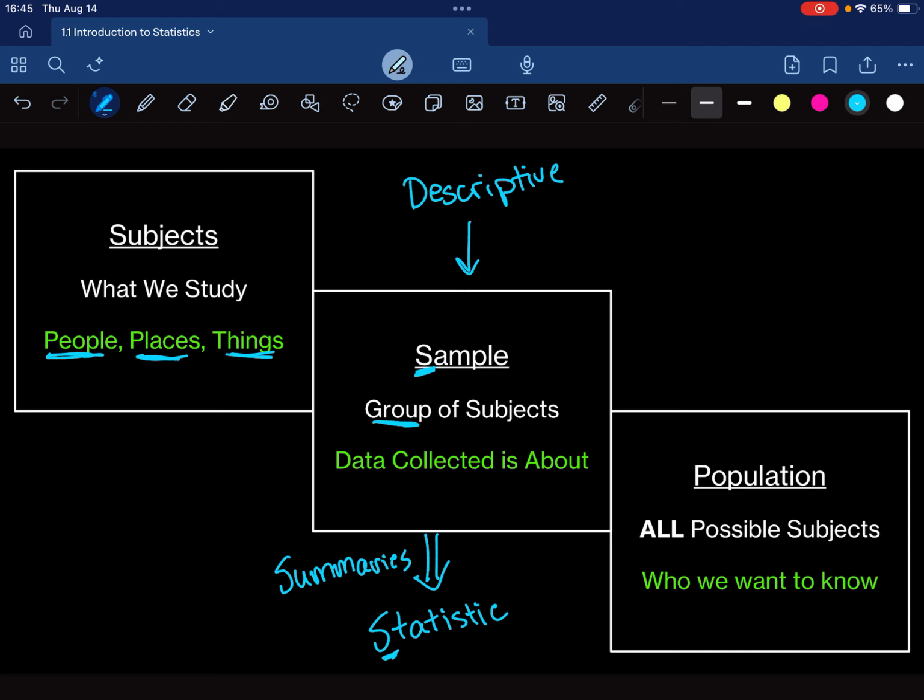Whenever we look at sample data and try to make predictions about the population, we refer to that as inferential statistics. We are making inferences about what we think the true population is. Now, the population is all possible subjects.